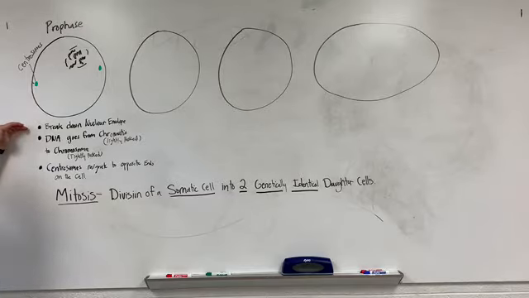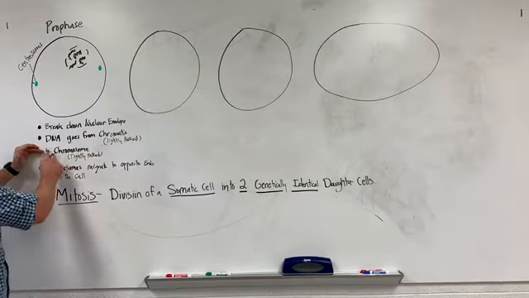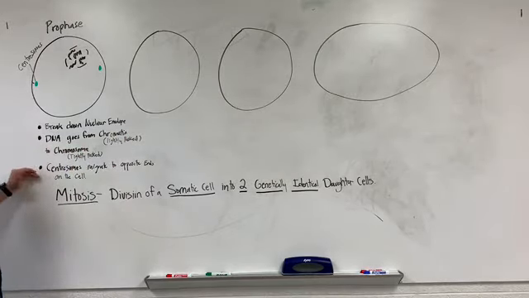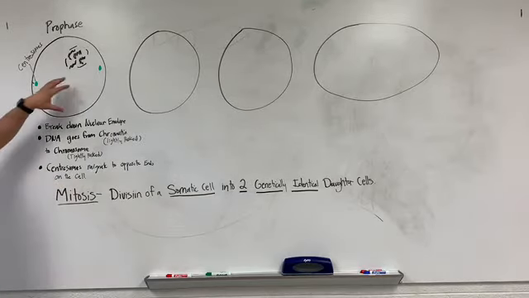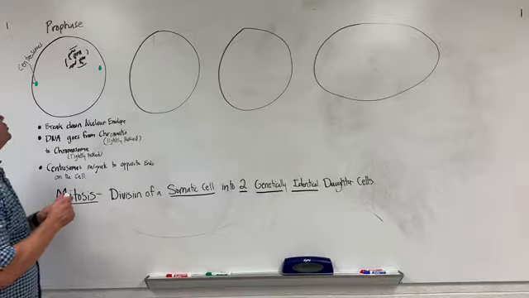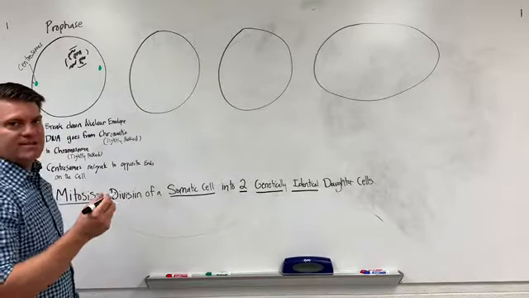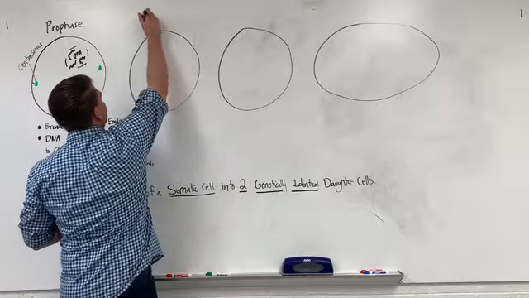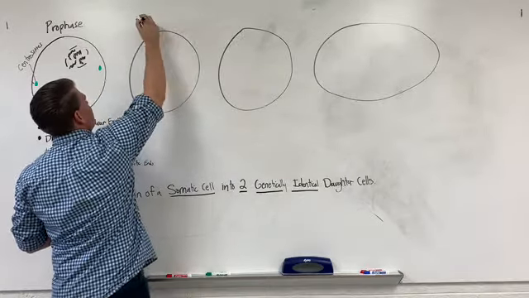We break down our nuclear envelope. Our DNA goes from a lightly packed state we call chromatin to a tightly packed state we call chromosomes. And our centrosomes migrate to opposite ends of the cell. And we're going to see how important those are later. So after prophase, our next phase is anaphase. Oh, sorry, not anaphase, metaphase.